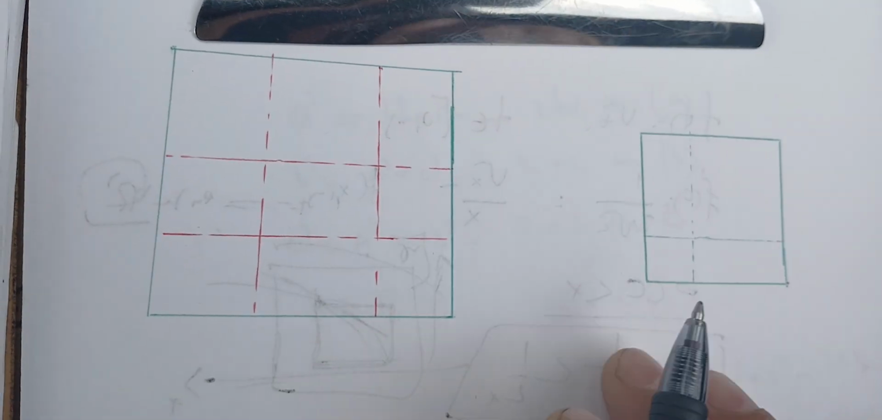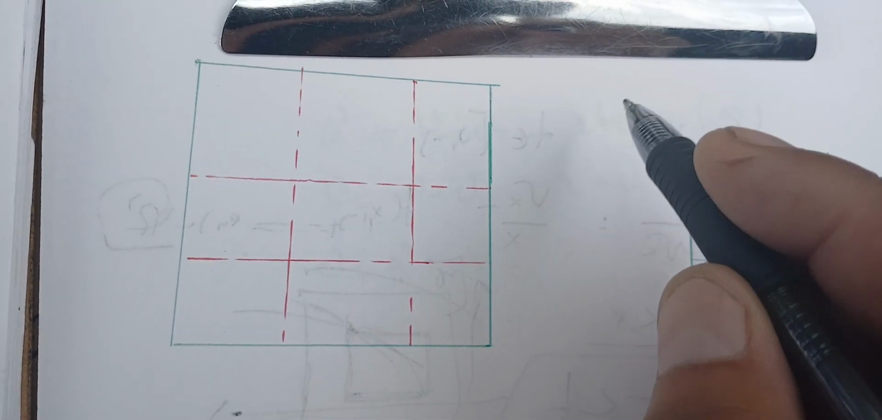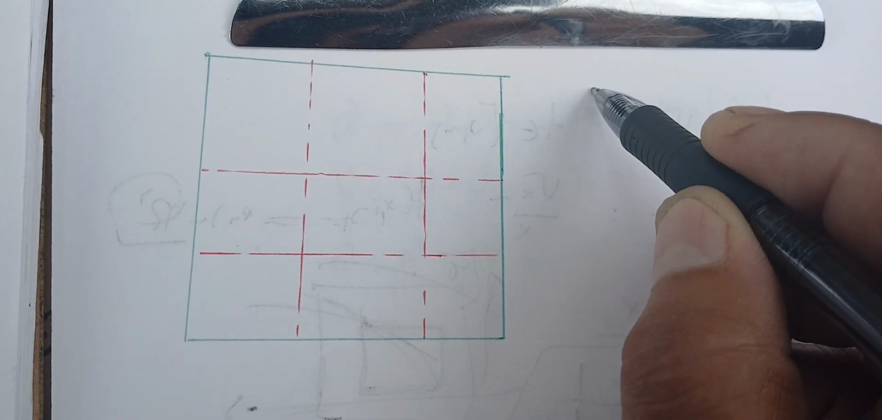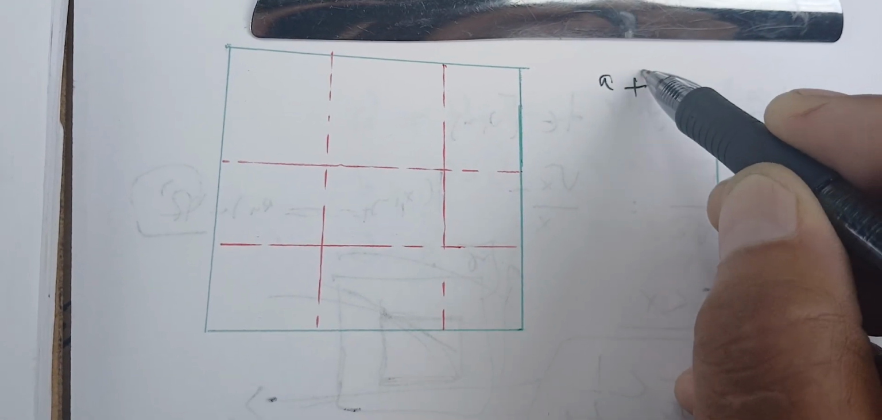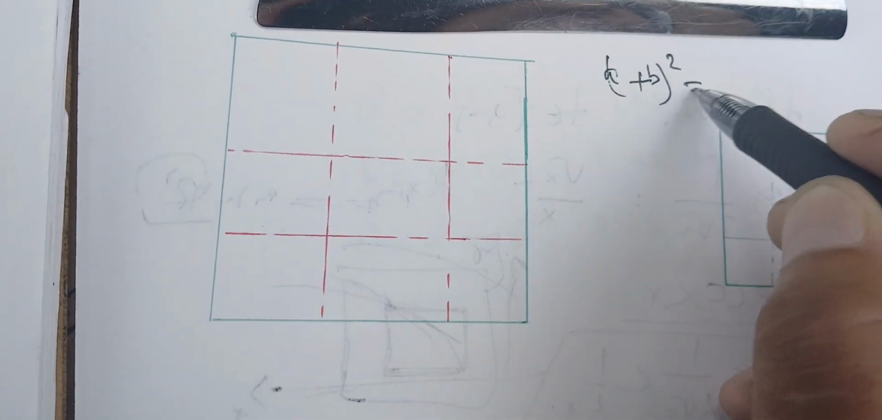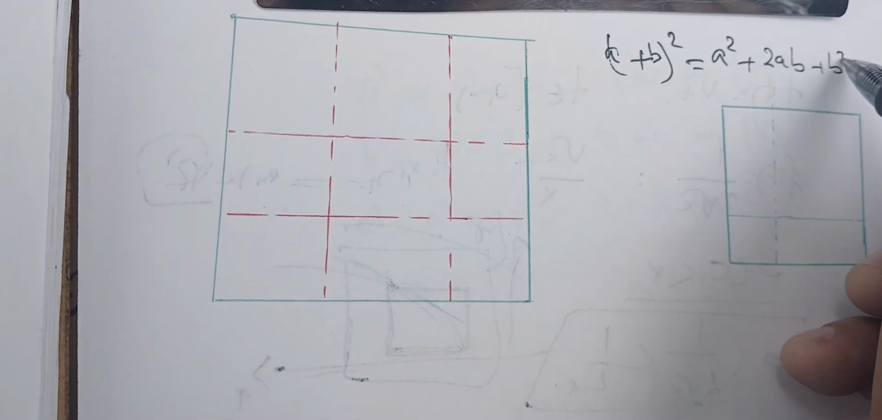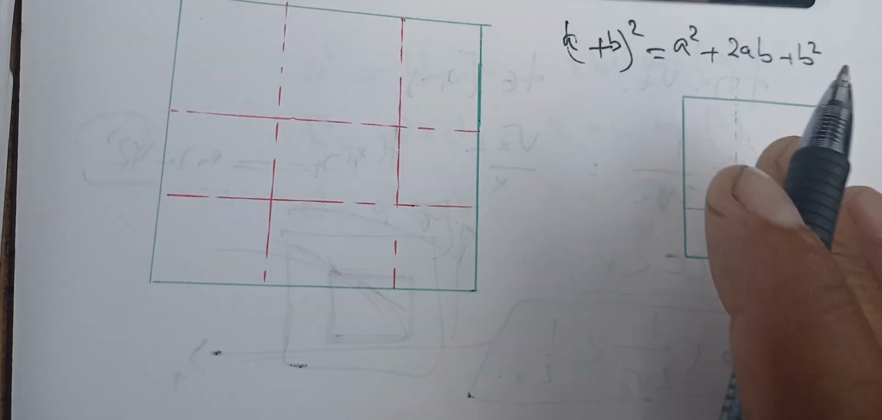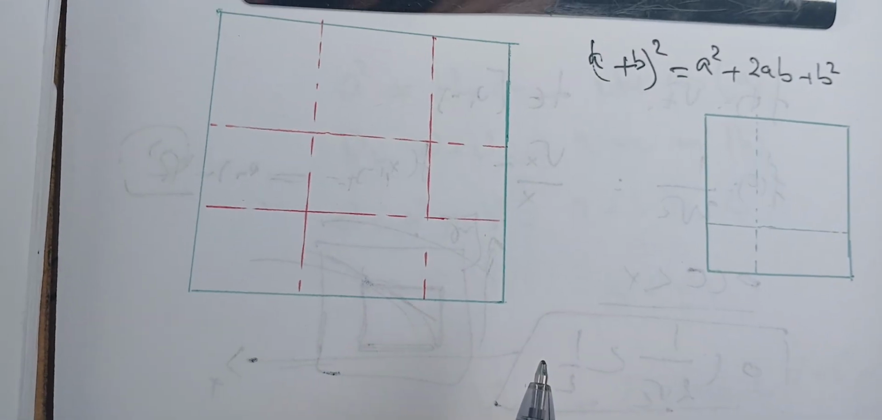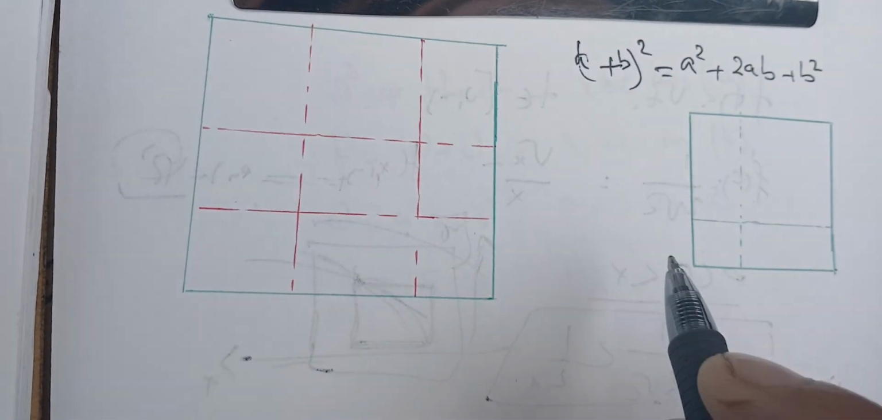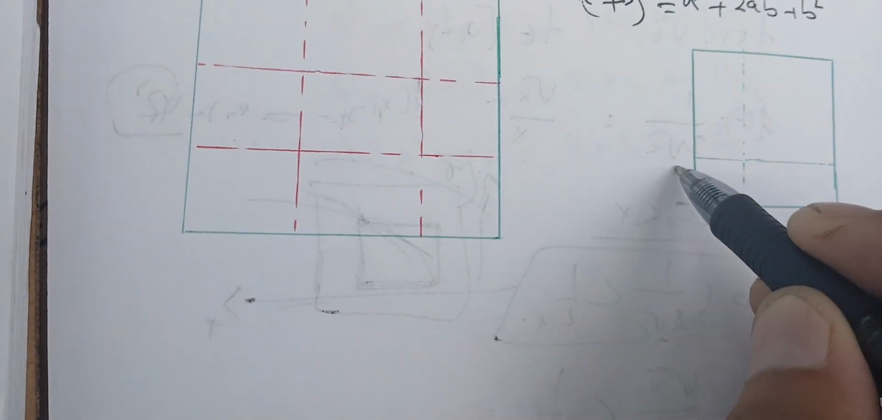In this video, we're going to try to prove the following formula. We can prove geometrically, using the notion of area, that (a plus b) squared is a squared plus 2ab plus b squared. First, we're going to consider this small square. It has a side length of a plus b.